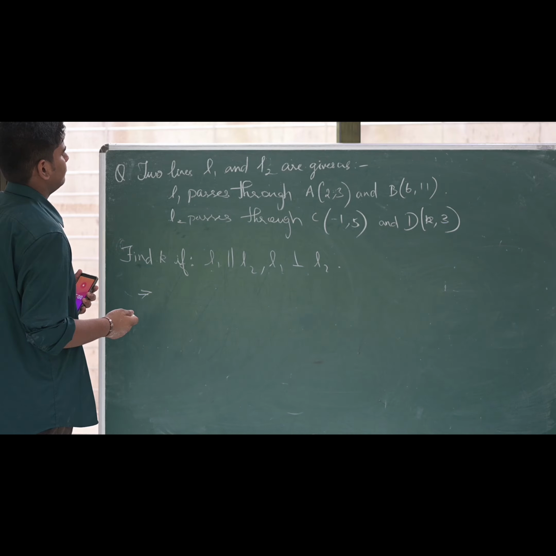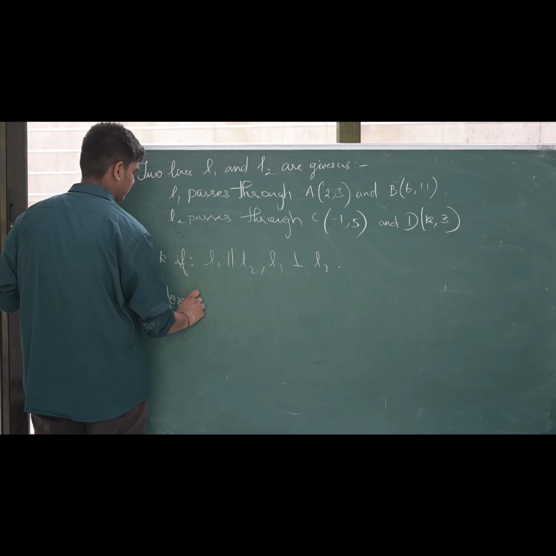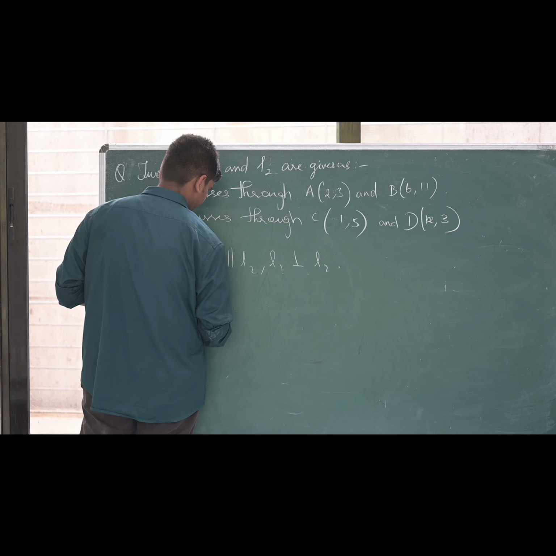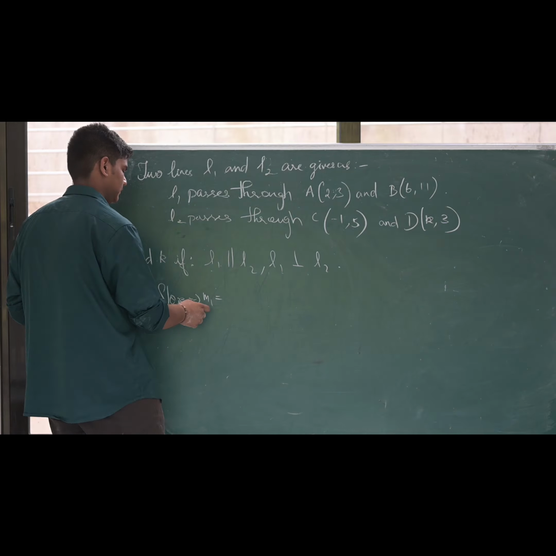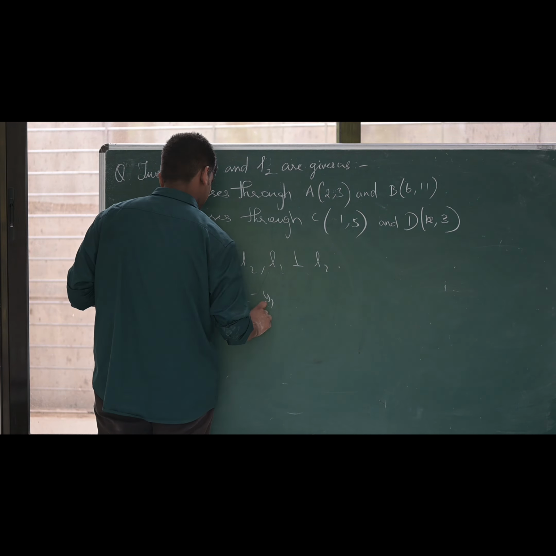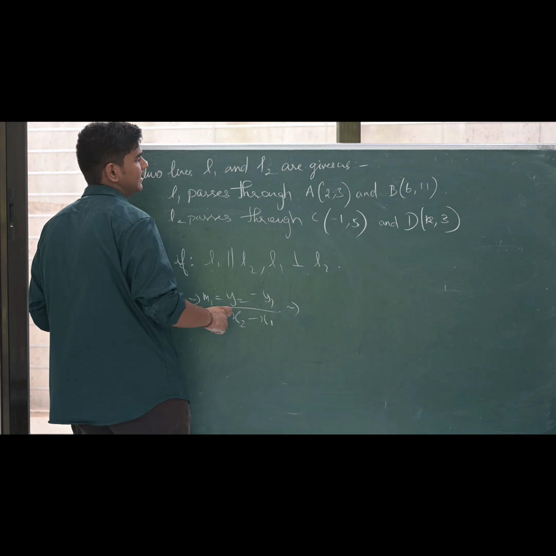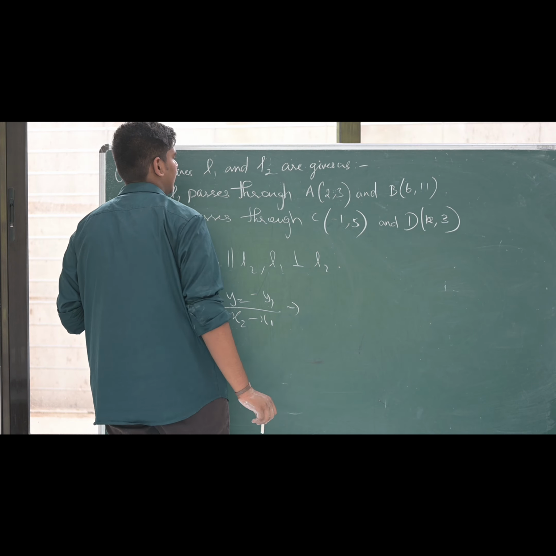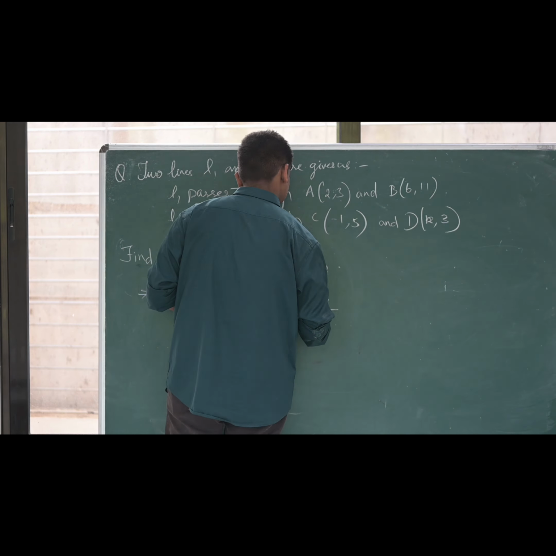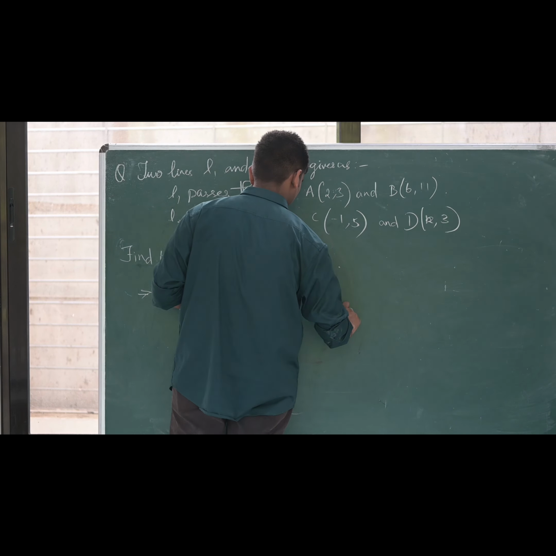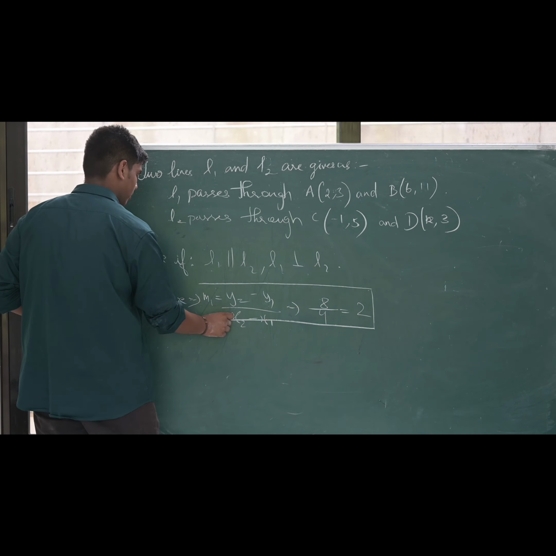L1. We have 2 points, so as per the 2-point formula, the slope of M1 is equal to y2 minus y1 by x2 minus x1. What will this result in? 11 minus 3 and 6 minus 2. 11 minus 3 is just 8, by 6 minus 2 is 4, so the slope is 2. You have found the slope of one line.